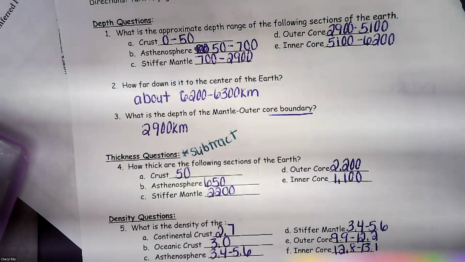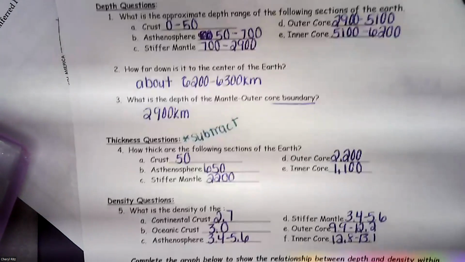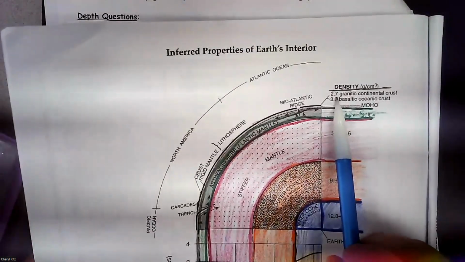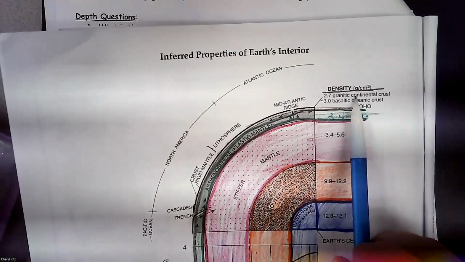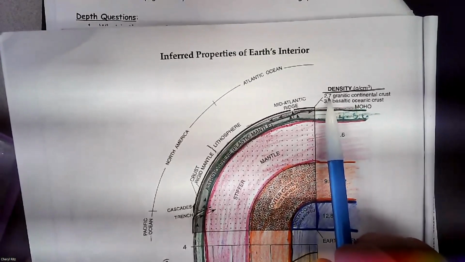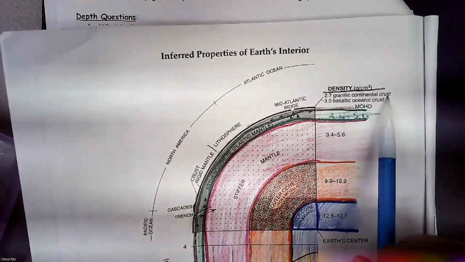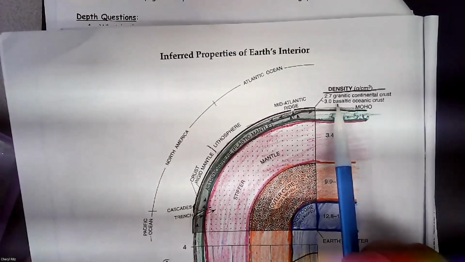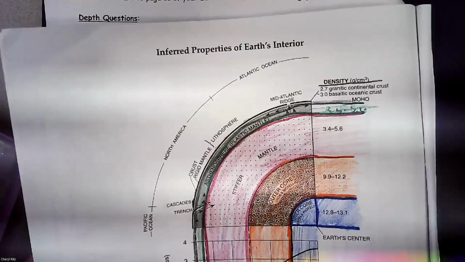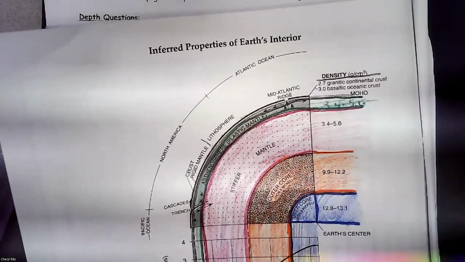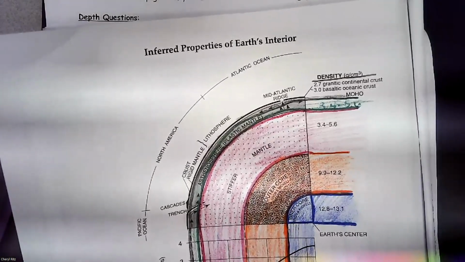Density, hopefully you had no problem with that. Just literally copying it off of the chart right here. So they do separate the two different kinds of crust. I didn't mention this yet. 2.7 for granitic continental crust and 3.0 for basaltic oceanic crust. What do you think they're trying to tell you there with those words granitic and basaltic?